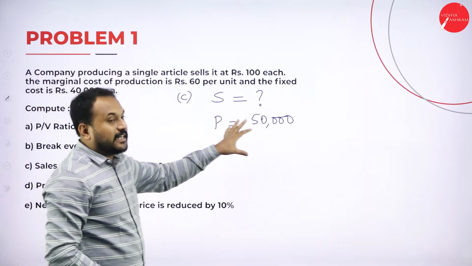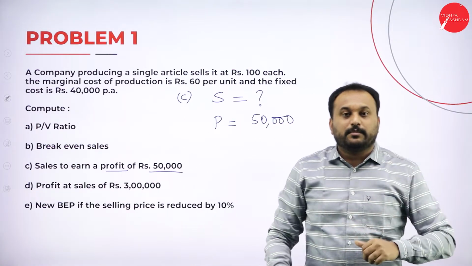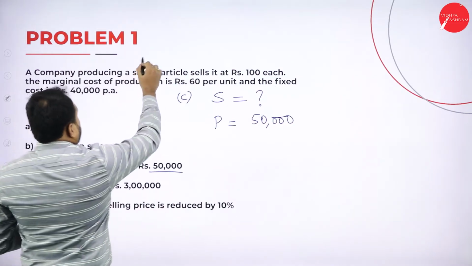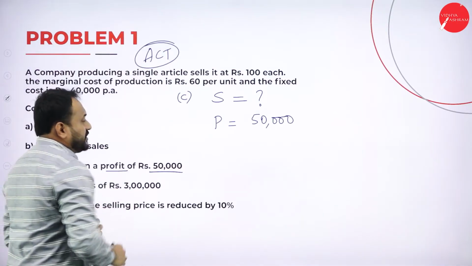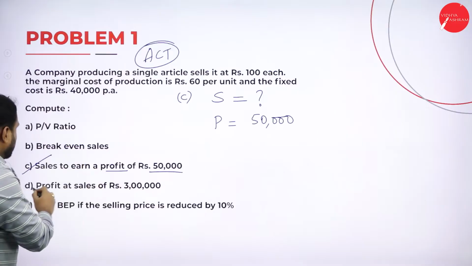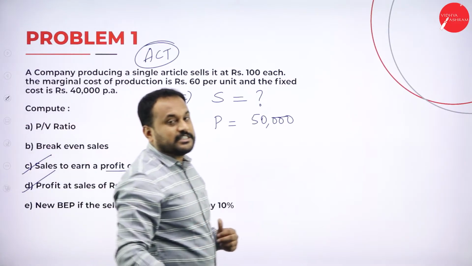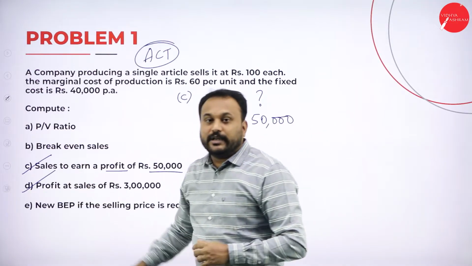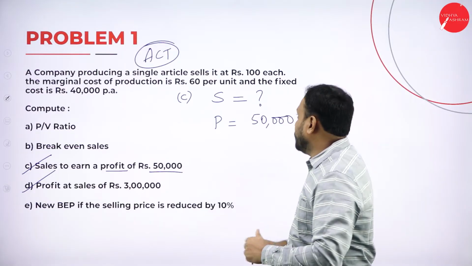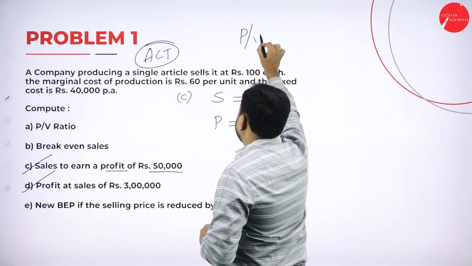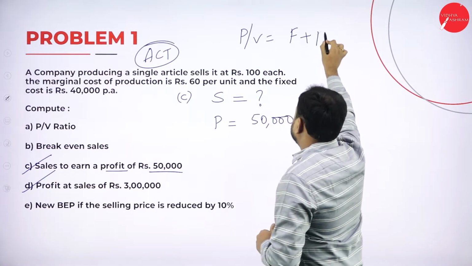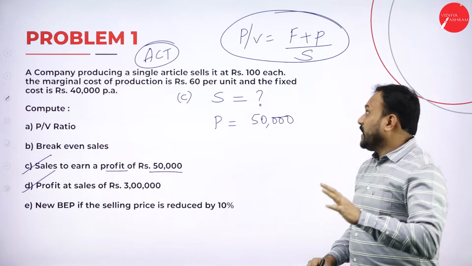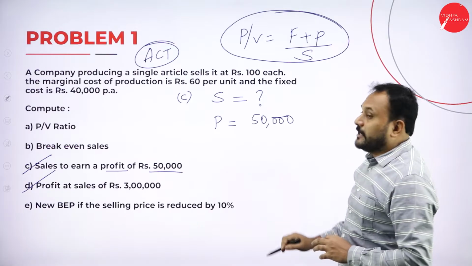Now when they ask me something like this, I need to always go with one formula, which I call the universal formula. Now this is the ACT, Abhilash Chandra Tricks, which you are supposed to know. Whenever you get a question that is sales to earn profit or profit at sales, these are the two questions which are mandatory in marginal costing. They'll definitely ask you. For both questions, you need to use this formula. The formula is very simple here. PV is equal to F plus P divided by S. This is the Abhilash Chandra trick.